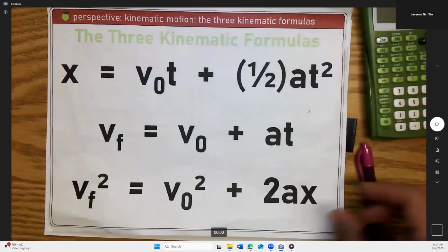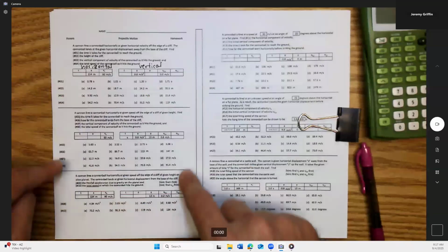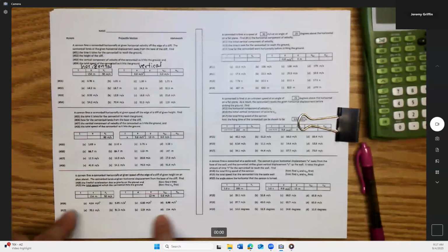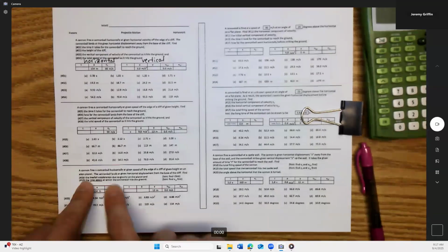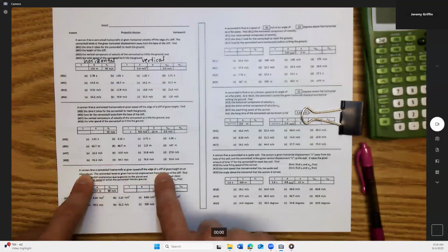It depends on what information you have. Every one of these scenarios, I gave you different kinds of information. In fact, look at this one down at the bottom left. See where it says the cannon fires a cannonball horizontally off the edge of a cliff? Sorry, on an alien planet.